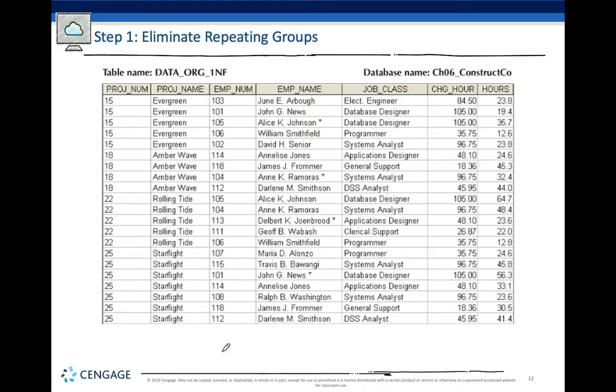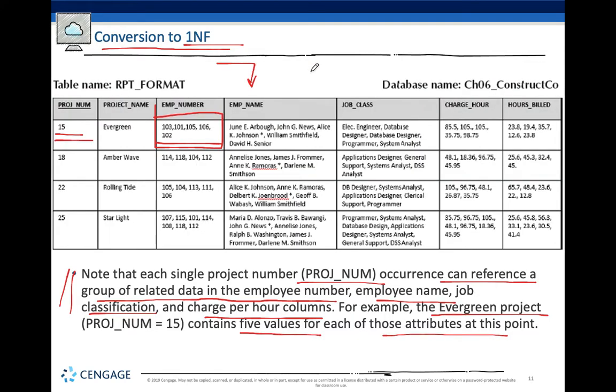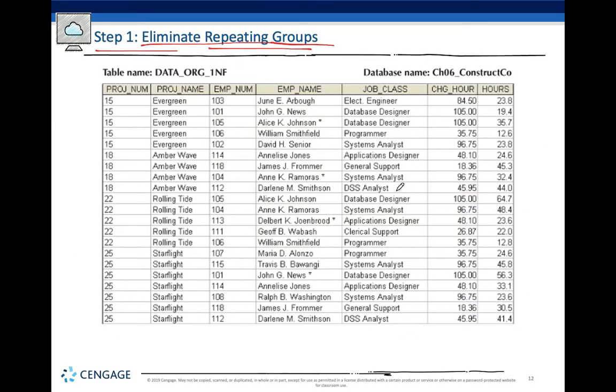Now the first step of converting into the first normal form is to eliminate repeating groups. What are repeating groups? They are exactly what we discussed here: storing multiple values in a single cell. This is called repeating groups. So how do we break this up?